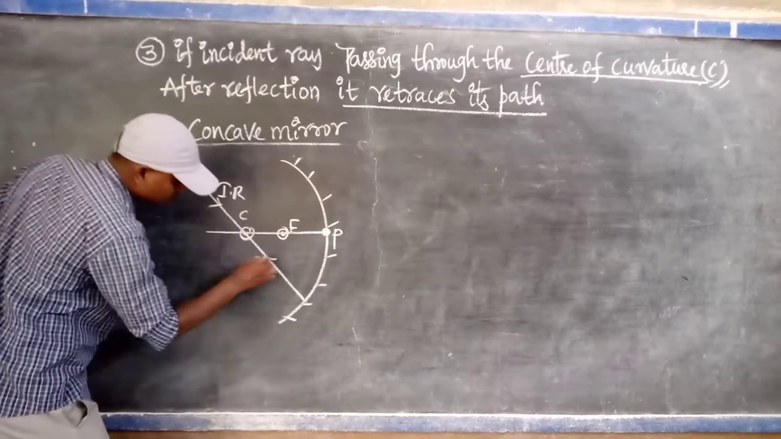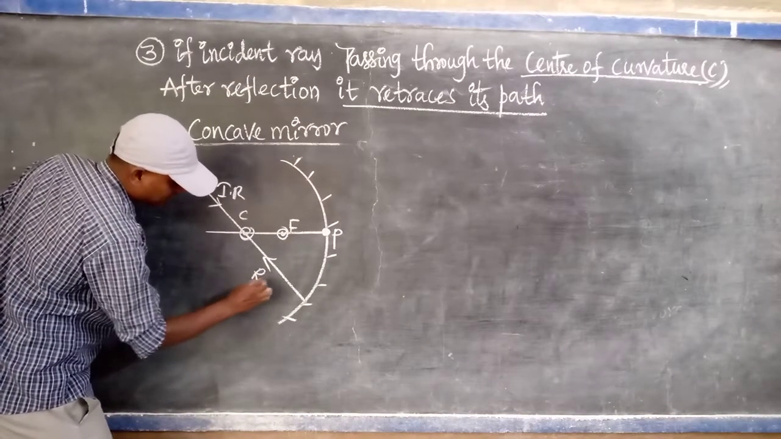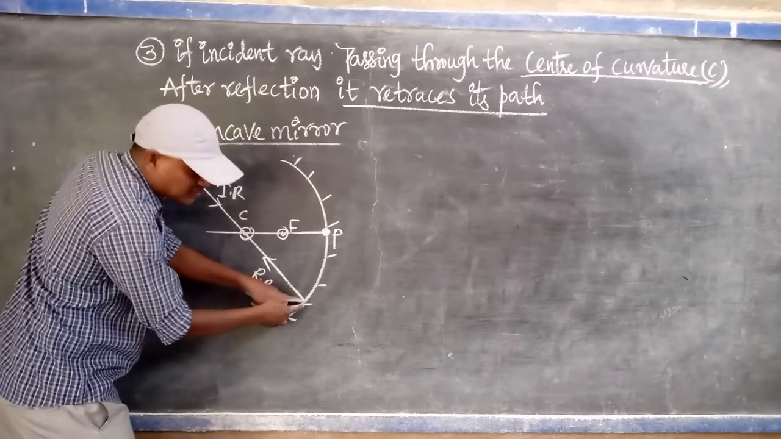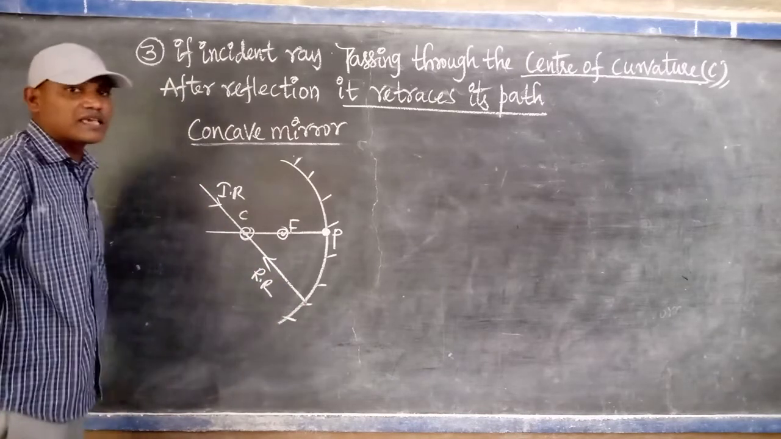So the incident ray passing through the center of curvature, after the reflection, retraces the same path.